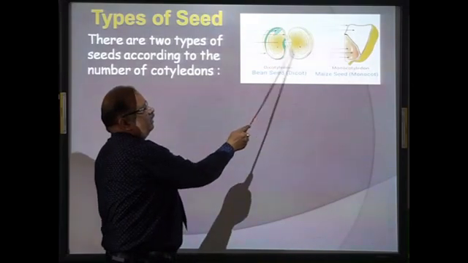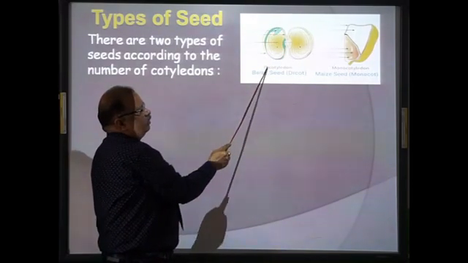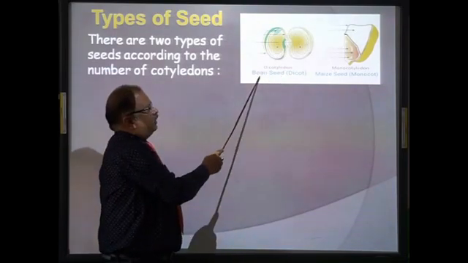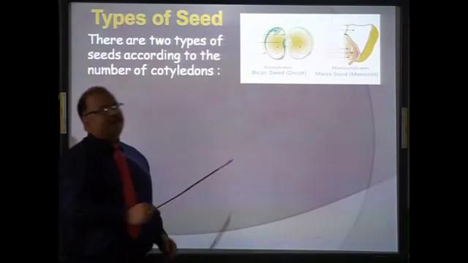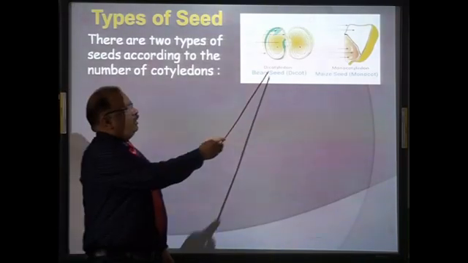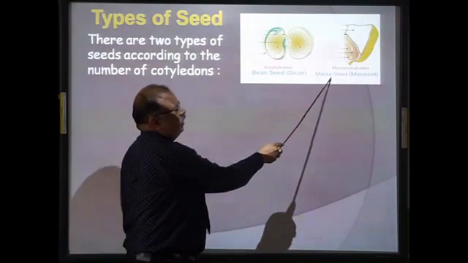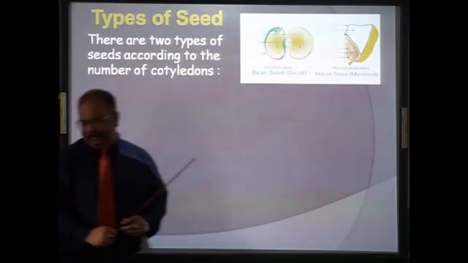And here you can see two cotyledons are there. So this is called dicotyledon. This example is the bean seed. In short, dicotyledon seeds are called dicots and monocotyledon seeds are called monocots. Okay.